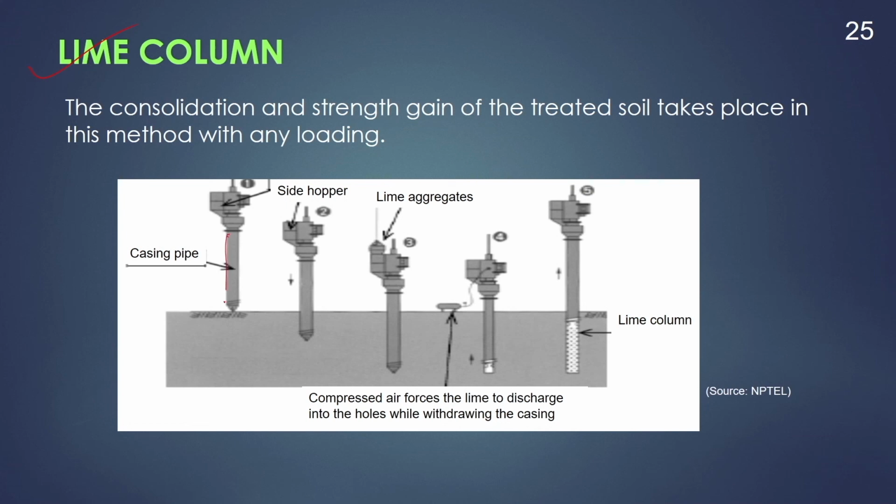In this process, a casing pipe will be inserted over here, which will be carrying a side hopper here, and here the lime will be injected under pressure with compressed air, which will force the lime, and as the lime is injected here, a column of lime will be created. Now, this column of lime will be created at different locations, and this lime will react with the surrounding soil, thereby increasing the strength of the surrounding soil.